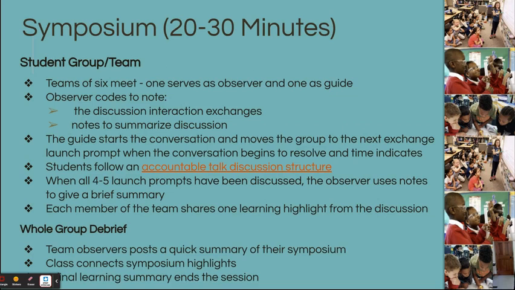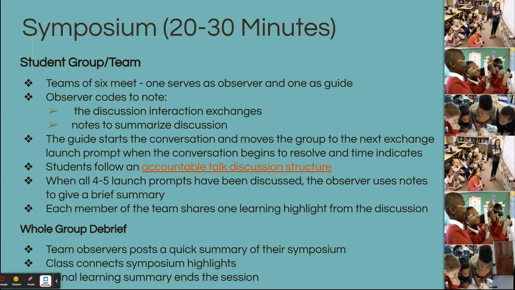A typical symposium, the shortest time you need is a 30-minute structure because they need time to get ready. And then they need about 15 or 20 minutes to actually do the symposium. And then they need about 5 minutes to craft their spotlight. And then you need gallery walk time.